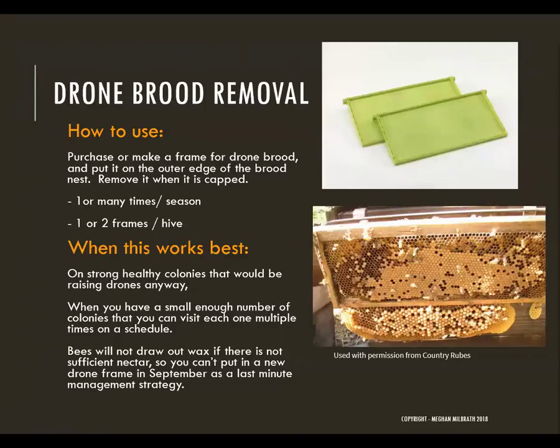Like I said, it works best on strong, healthy colonies that are already interested in raising drones, and when you can logistically do it on a schedule, because you have to visit each colony multiple times. Especially when you're getting that wax drawn out, you can stick that green frame in there and come back on a day that you think they're capped, and maybe they haven't even drawn it out yet. They're not going to draw it out when there's not sufficient nectar, so you can't just put it in at the last minute, or during a drought.